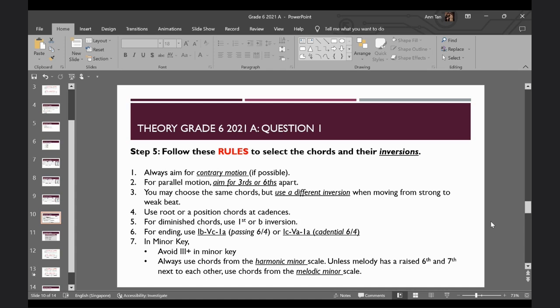Rule number 4, use root or A position chords at cadences. We try to always attain that, especially for the ending. Rule number 5, for diminished chords, we use the first or B inversion. For ending, use 1B, 5C, 1A, or what we call the passing 6/4, or 1C, 5A, 1A, the cadential 6/4, as much as possible.